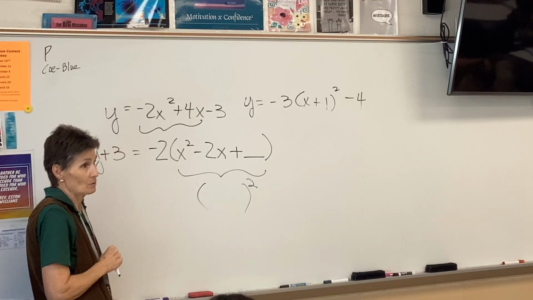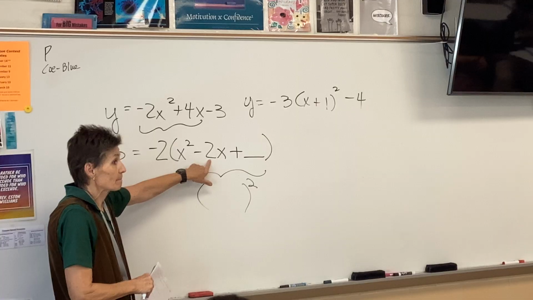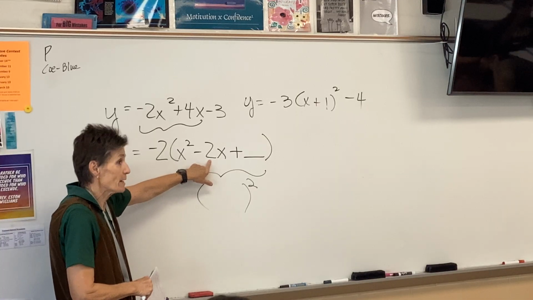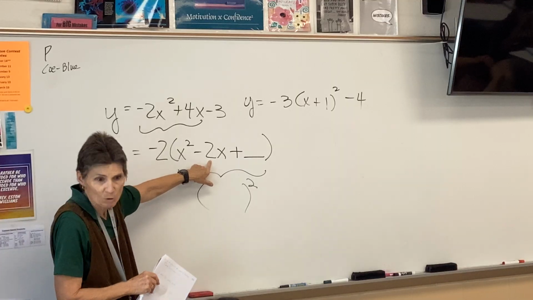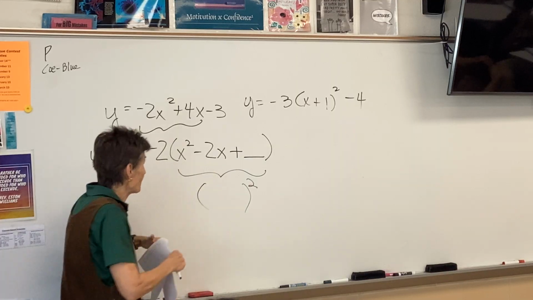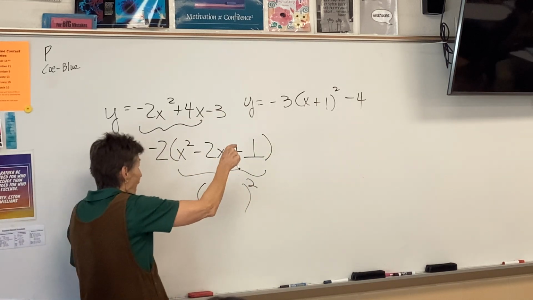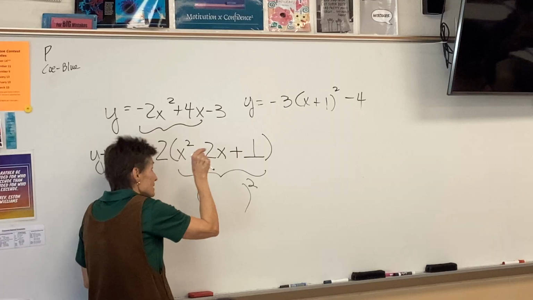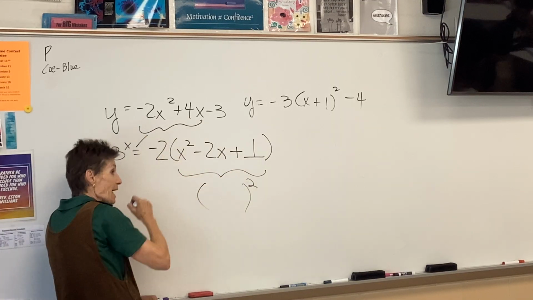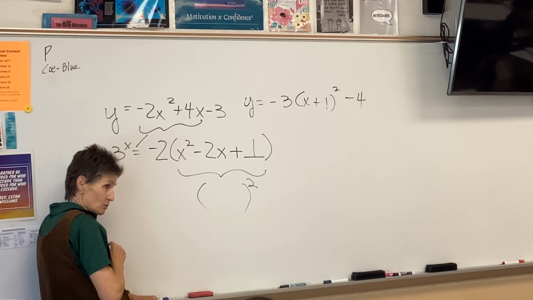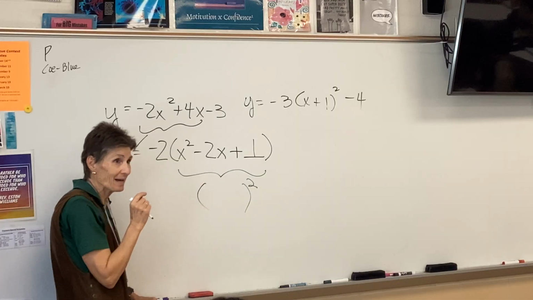So who remembers how we do that? Divide the -2x by 2. Squared. So -2 divided by 2 is 1. Well, -1, but it doesn't matter because I'm squaring it, so it's going to be 1. So I'm going to add a 1 here. Now here comes the tricky part. I added something to this side of the equation. So I must add it to the other side. Be careful. I didn't add 1.